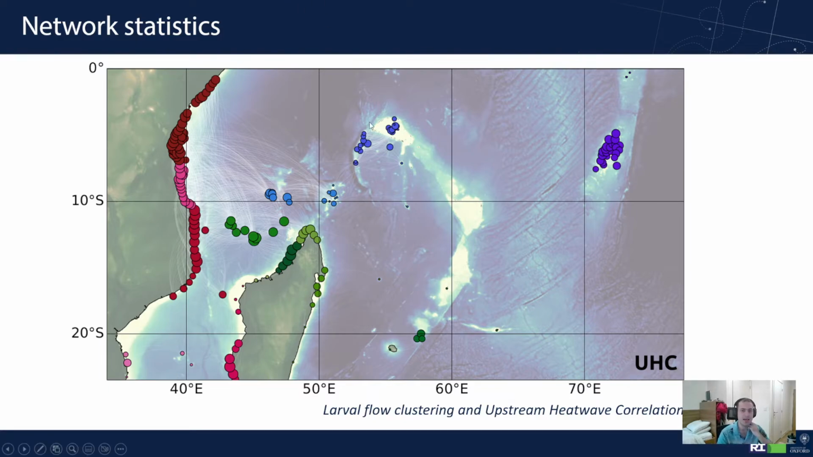So coral larvae that are generated within Seychelles tend in general to remain within Seychelles, and we'd expect from these data that coral reefs within Seychelles, and also potentially in Chagos, are going to be more similar to one another than to reefs in North Madagascar, or reefs in East Africa.